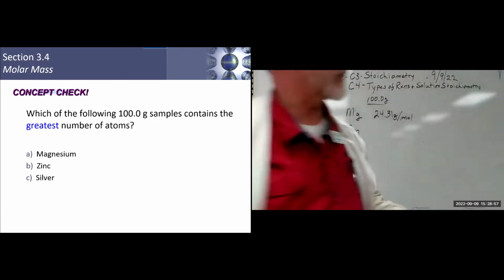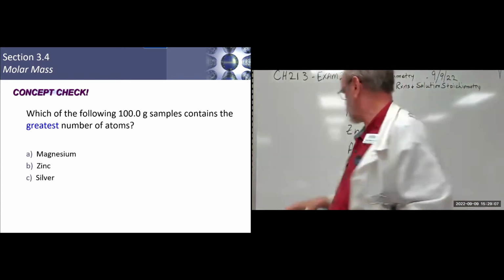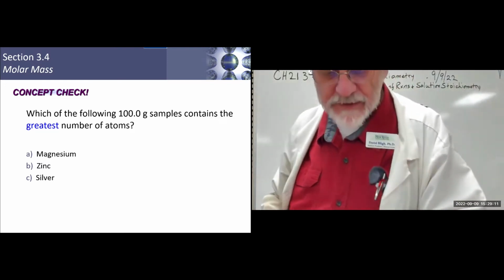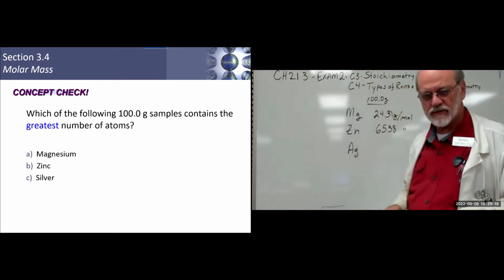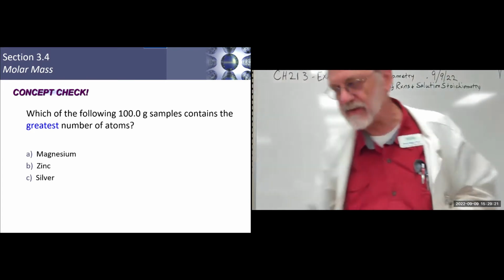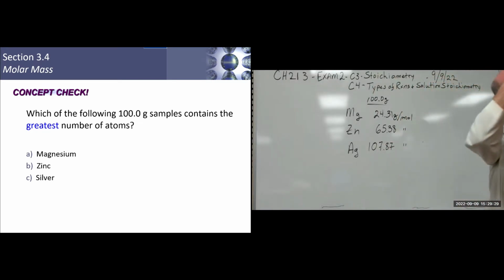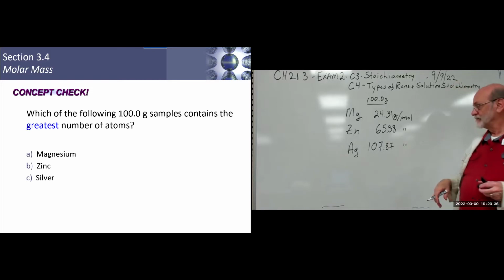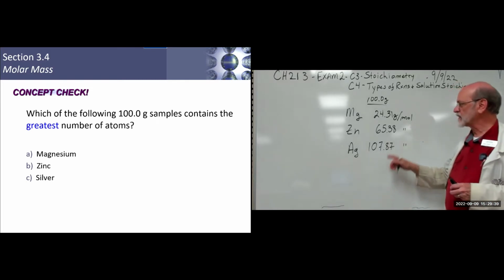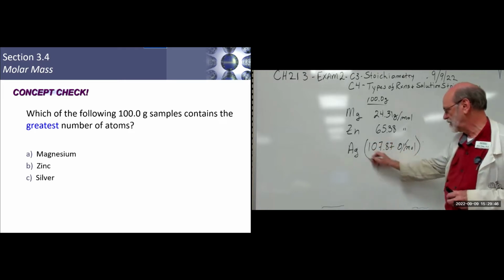Zinc. Got to be an easier way to do this. A periodic table. Oh, I got one right over here. There we go. So zinc, right? Zinc is 65.38. And silver is heavier, I bet, 107.87 grams per mole. Okay, which one would have the greatest number of atoms? How many atoms of silver would it take to make 100 grams? Right, if we had grams per mole. Magnesium. Yeah.